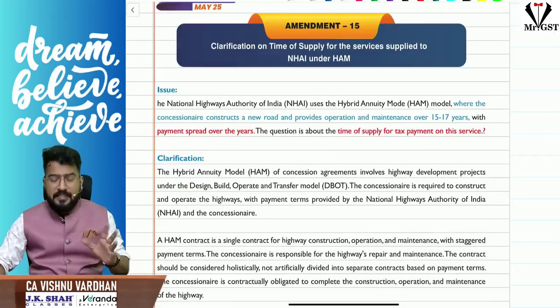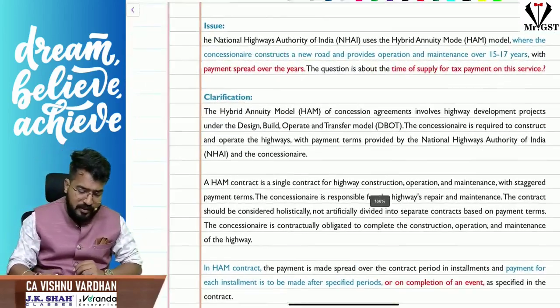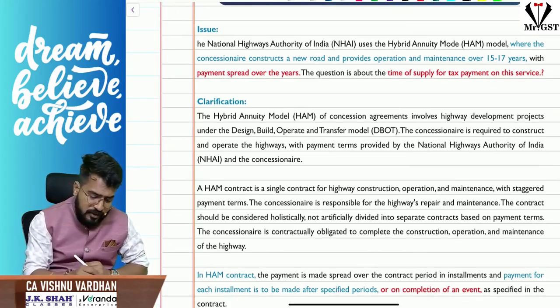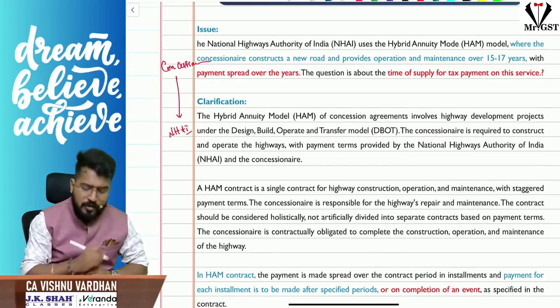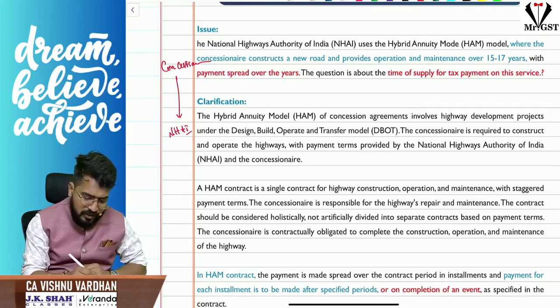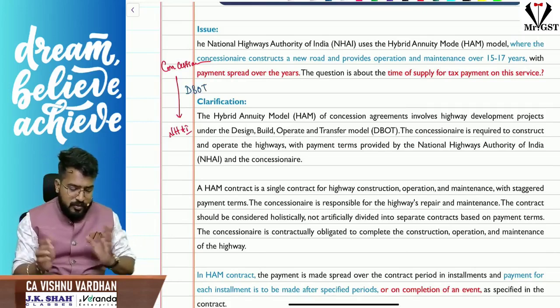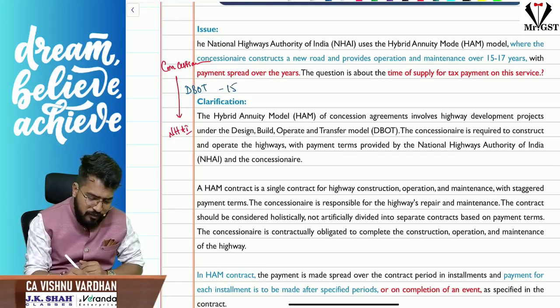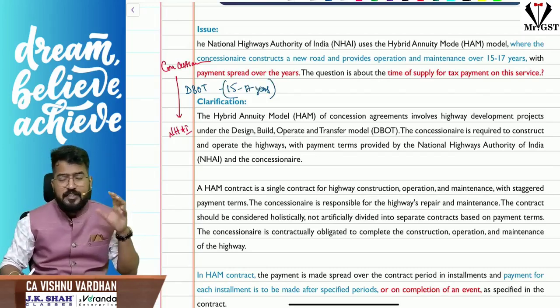Now if you see the next clarification, this is also related, a little bit similar. Normally there are concessionaries who are providing their services to NHAI. What services are they providing? Sir, they are building the roads, designing them, building them, operating them, and then transferring them to the government. This will happen for a period of 15 to 17 years to complete the entire transaction. In this transaction, the concessionaries are providing services to NHAI, the National Highway Authority of India.